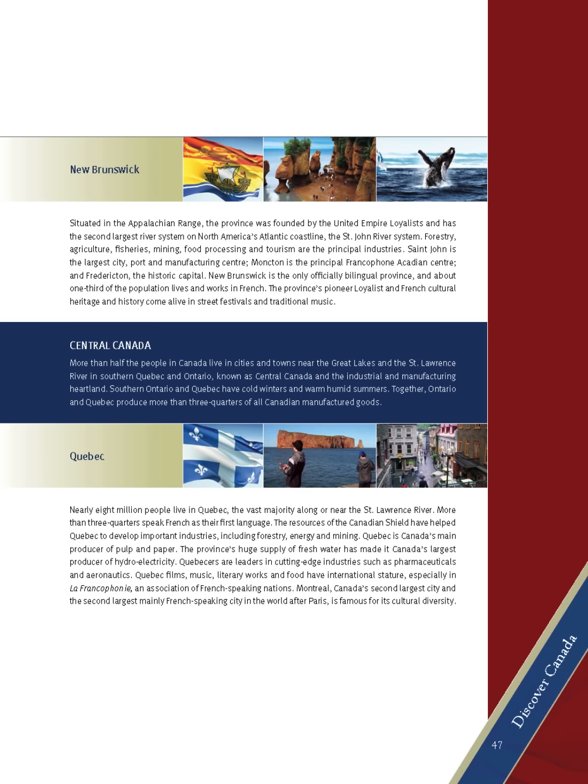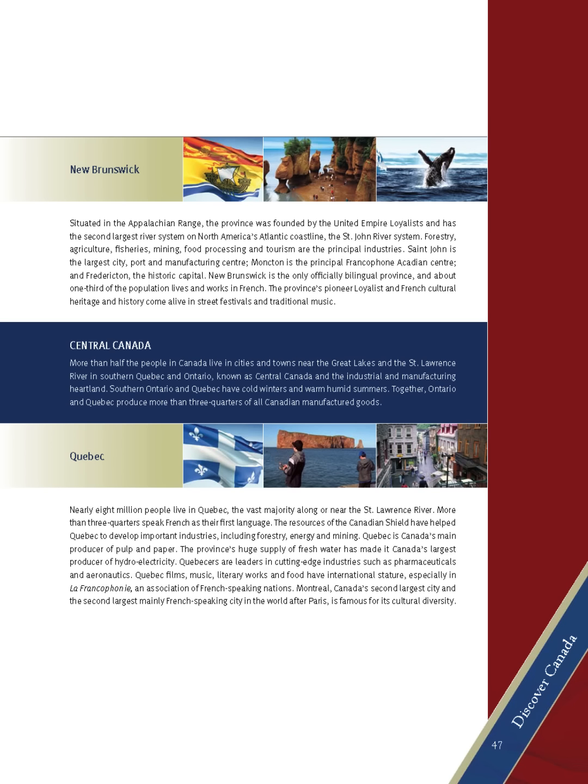The resources of the Canadian Shield have helped Quebec to develop important industries, including forestry, energy, and mining. Quebec is Canada's main producer of pulp and paper. The province's huge supply of fresh water has made it Canada's largest producer of hydroelectricity. Quebecers are leaders in cutting-edge industries such as pharmaceuticals and aeronautics.